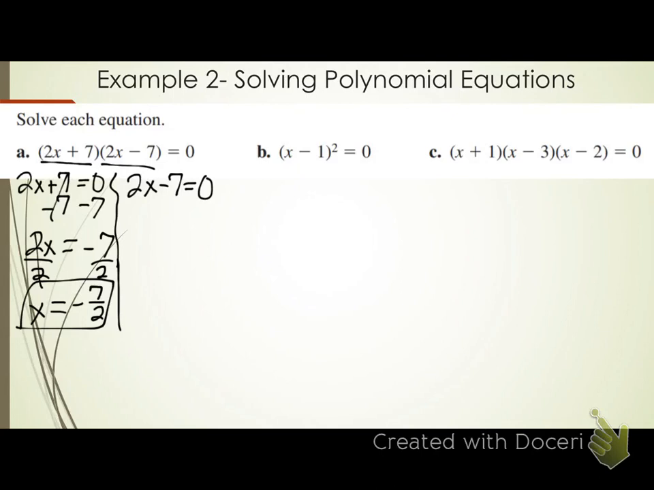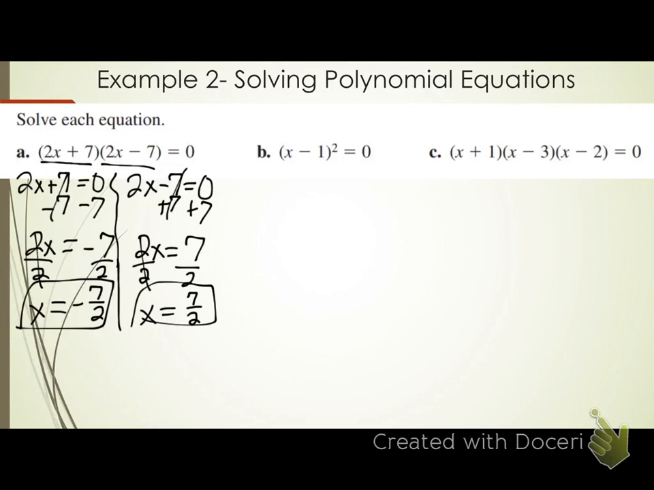Okay, next one. What would be my first step to get x by itself? Add 7 to both sides. 2x equals 7. How do I get x by itself? Divide both sides by 2. X equals 7 halves. You okay with my answer here?